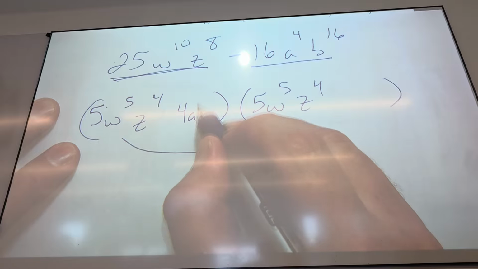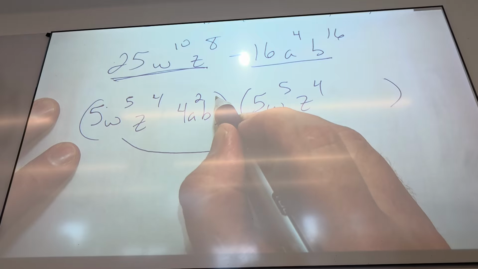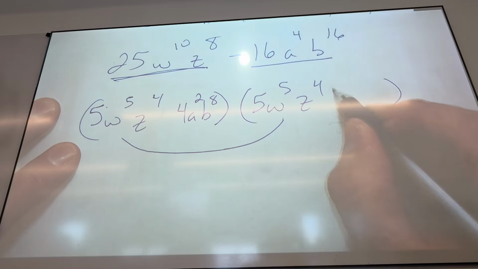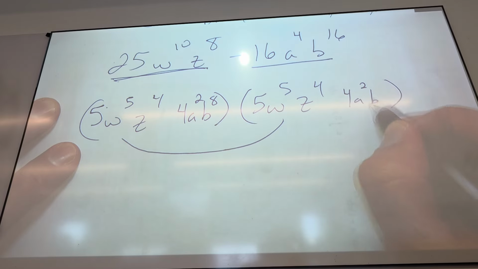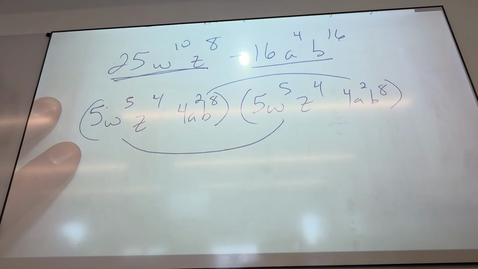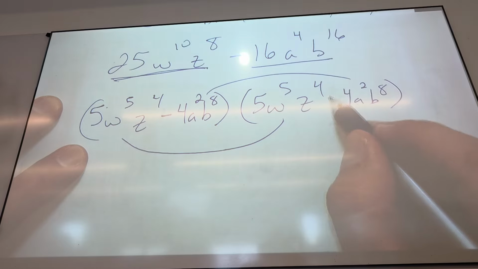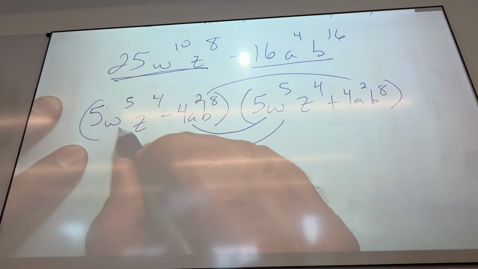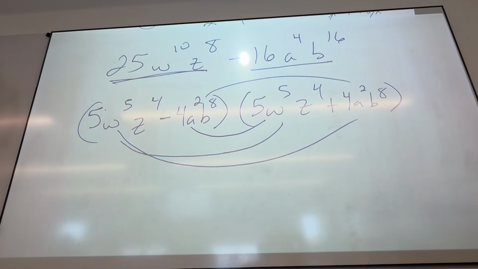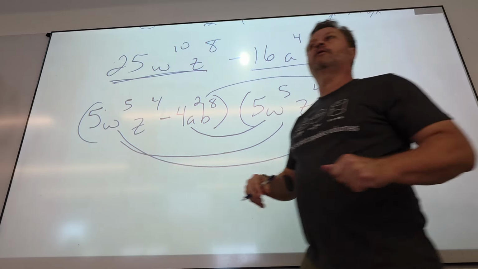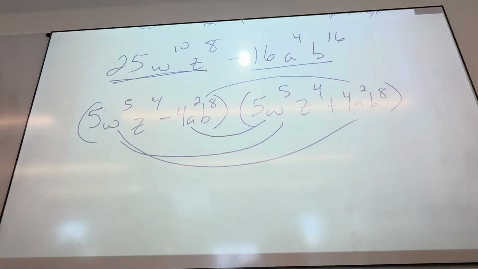4 squared, 8th power, 11. So 4a squared, b to the 8th. So there's my 16, a4, b16, yes? And then if I just put minus plus, the middle terms just cancel. Yes? Yes, sorry. 3 squared 4. 16. What about 16? I'm sorry.